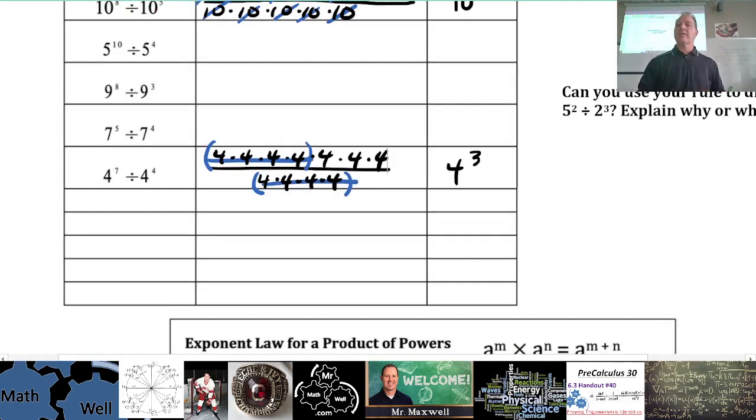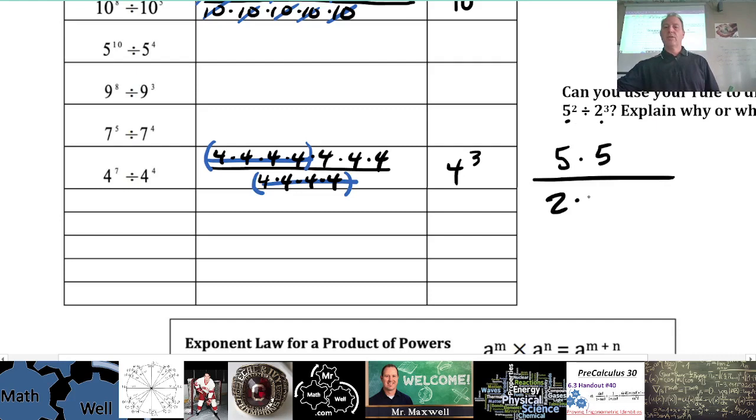As yesterday, does it work if we have different bases? If I have 5 times 5 divided by 2 times 2 times 2, is there any rule, or does this rule apply? No, it doesn't. Why not? Because it's different. Different what? Different bases, right. If they're the same bases, great, we can do it. But if different bases, we can't do it, okay? Question?